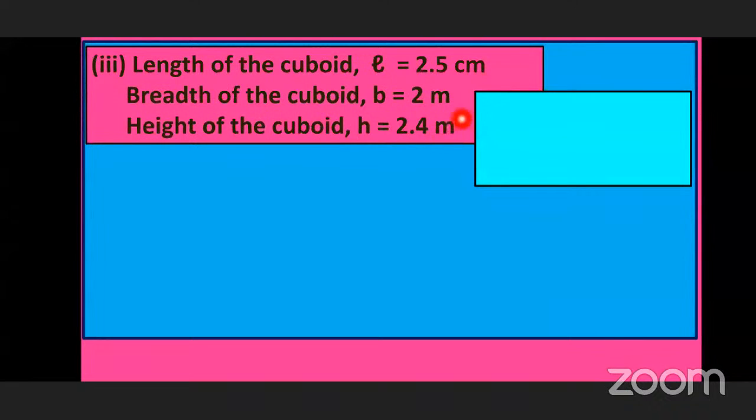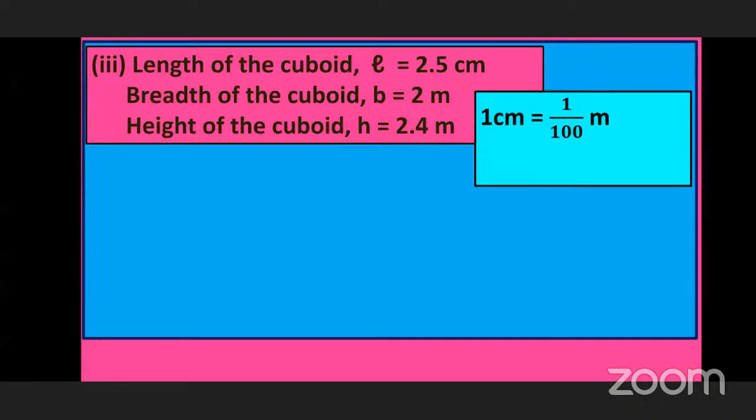What difference is there between children among them three? Length is centimeter and breadth and height is meter. That means the units. These three things have different units. That means length is having centimeter, breadth and height is having meter. So what we have to do, we have to equalize the units. We have to make all the three units to be same. We have to convert them.